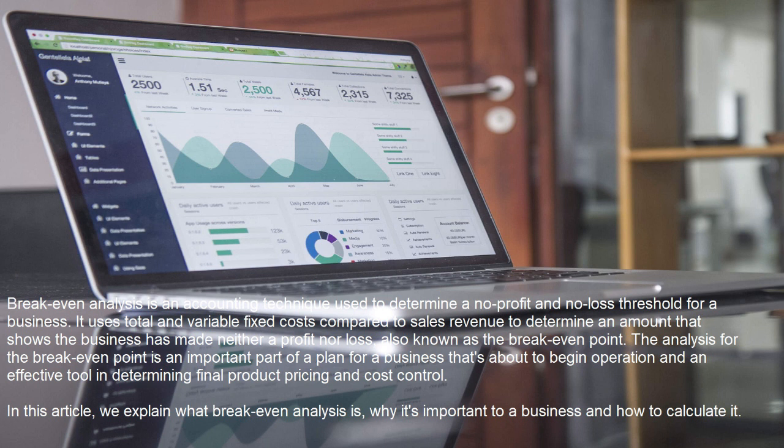The analysis for the break-even point is an important part of a plan for a business that's about to begin operation and an effective tool in determining final product pricing and cost control. In this article, we explain what break-even analysis is, why it's important to a business, and how to calculate it.